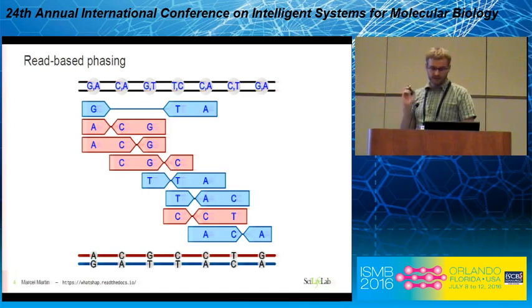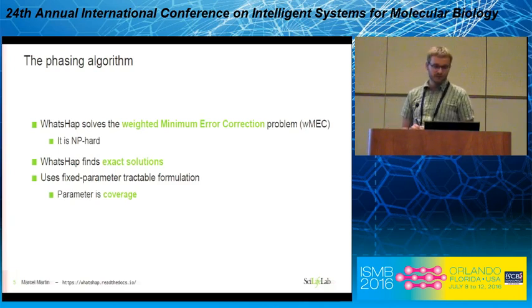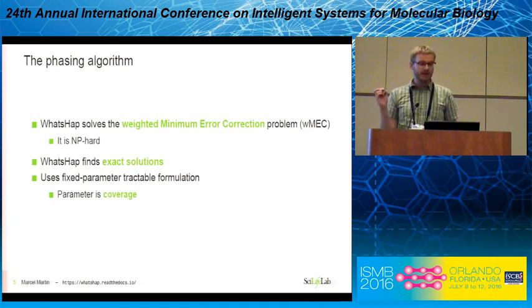Very simple, sounds very simple, but in the presence of phasing errors, it turns out that this is really a difficult problem. The way to pose it is usually by the weighted minimum error correction problem, and that turns out to be NP-hard. However, WhatsApp, our tool, does find exact solutions, and it finds them efficiently. It does so by using a fixed-parameter tractable formulation of the problem. And the parameter in this case is the coverage, which is different from what other tools do.